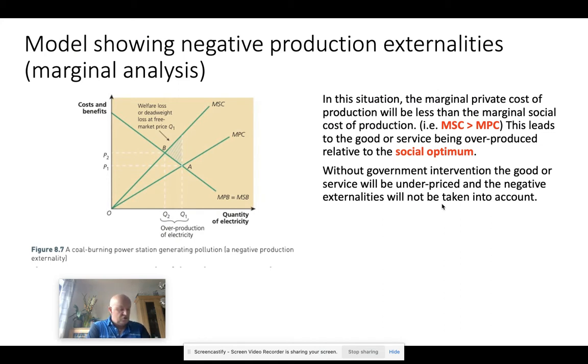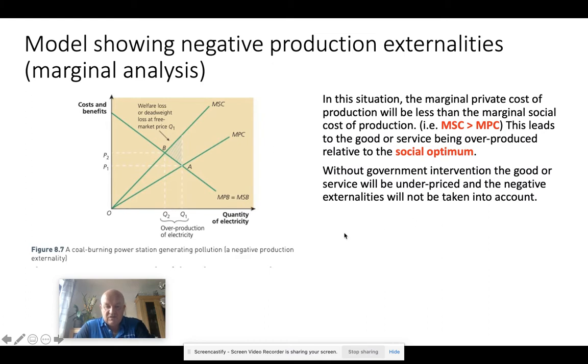If the government chose not to intervene in this scenario, the good or service is going to be underpriced, and the negative externalities are not going to be taken into account. Because the marginal private cost for supply is at this low level, the producer doesn't really give two hoots about the fact that there's a higher marginal social cost. There's no incentive for them to produce less. So, unless the government intervenes, you are going to find this scenario where it could be underpriced because the negative externalities have not been taken into account.